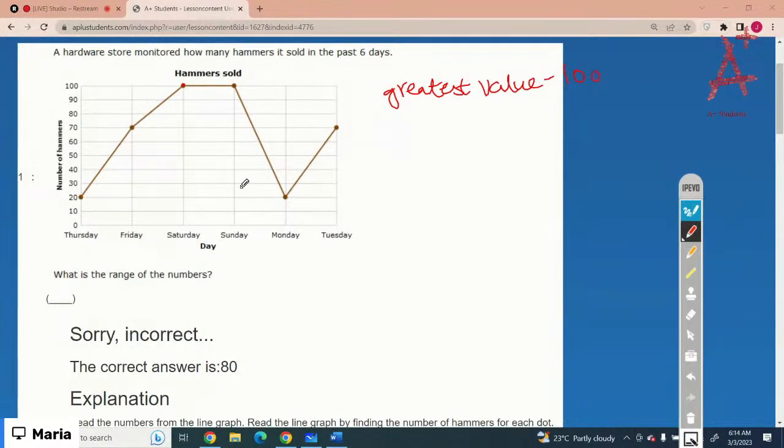And the least value of the graph is on the 20. You have to calculate the range. So for the range, 100 minus 20, and the range equals 80. Got it? That means the range of the data is 80.